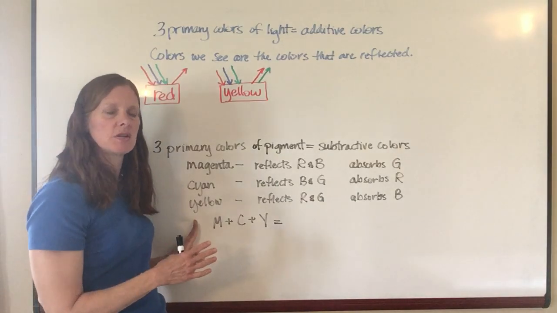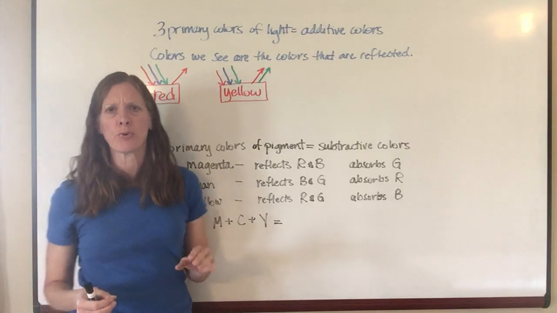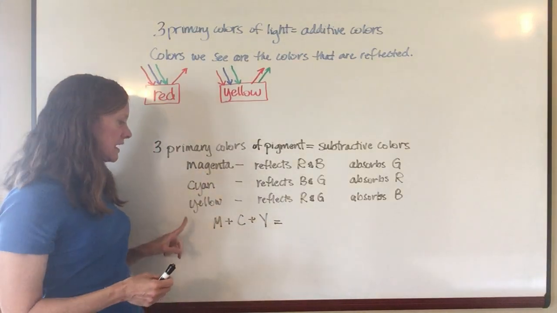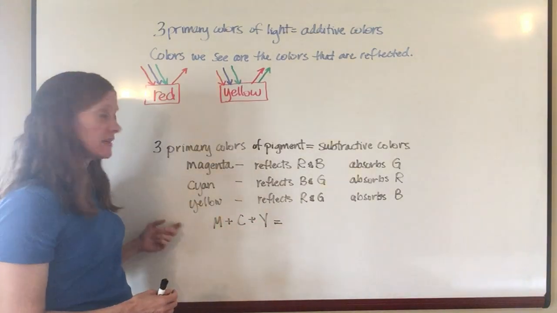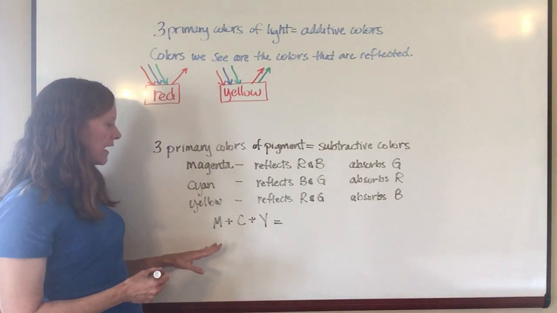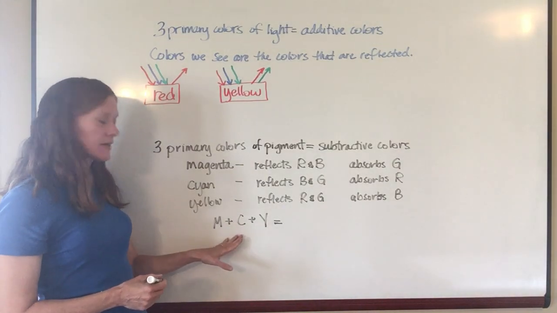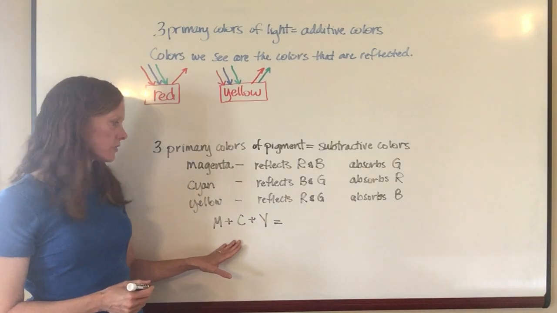And I kind of alluded to that the other day when I mentioned your colors of ink. Your printer can take magenta, cyan, and yellow ink and make any color out of it by mixing these colors together. So what would happen then if I mix yellow and cyan and magenta all together? Now think about that for a second.